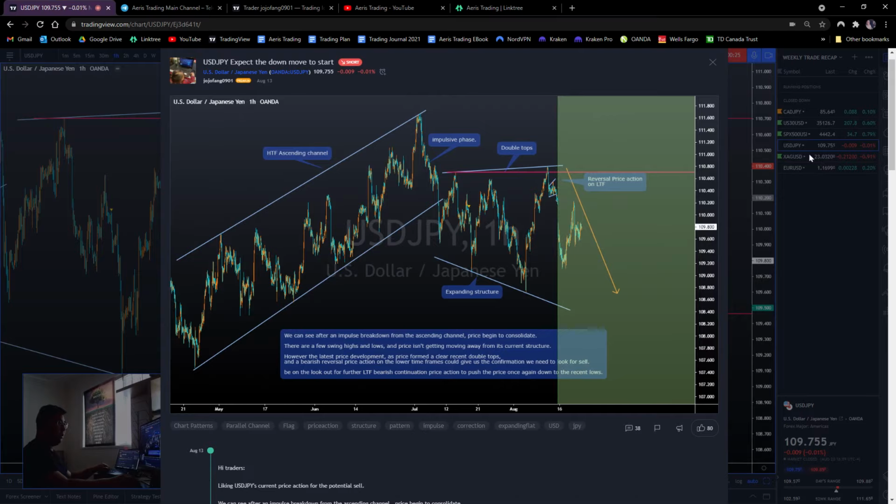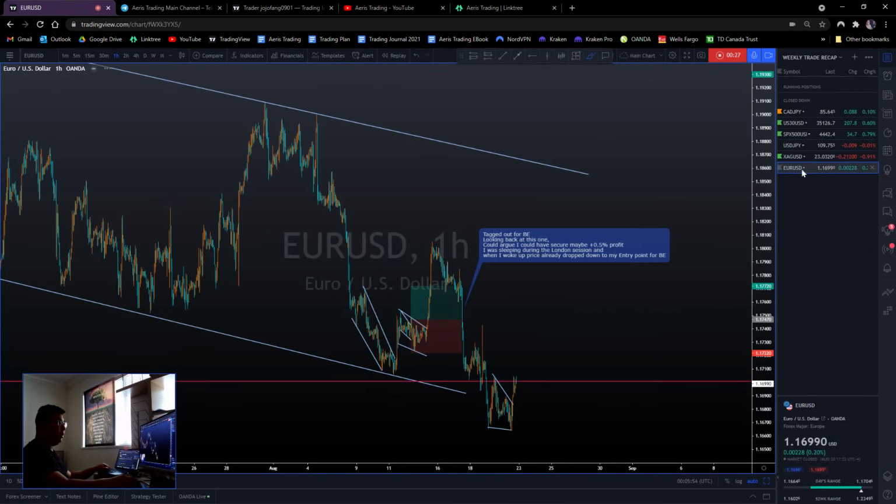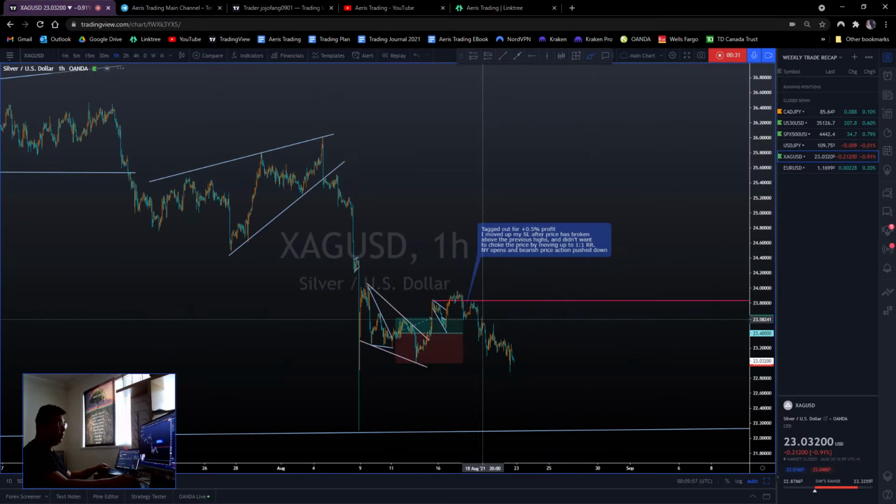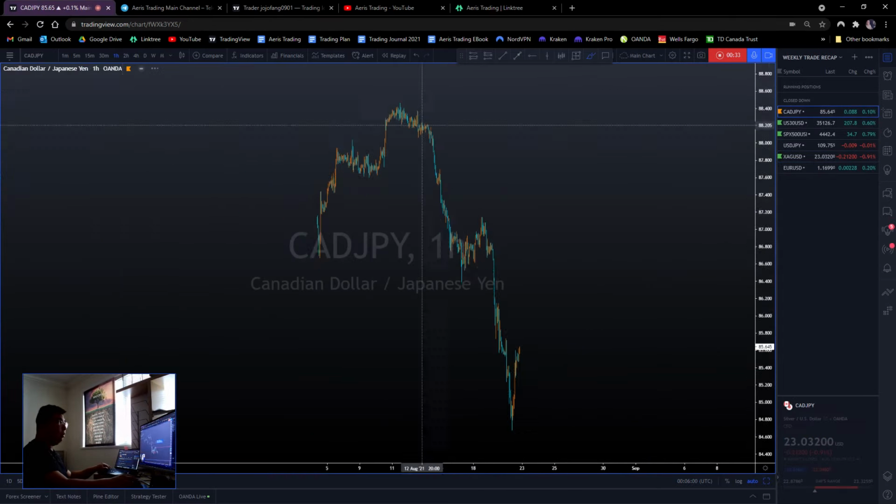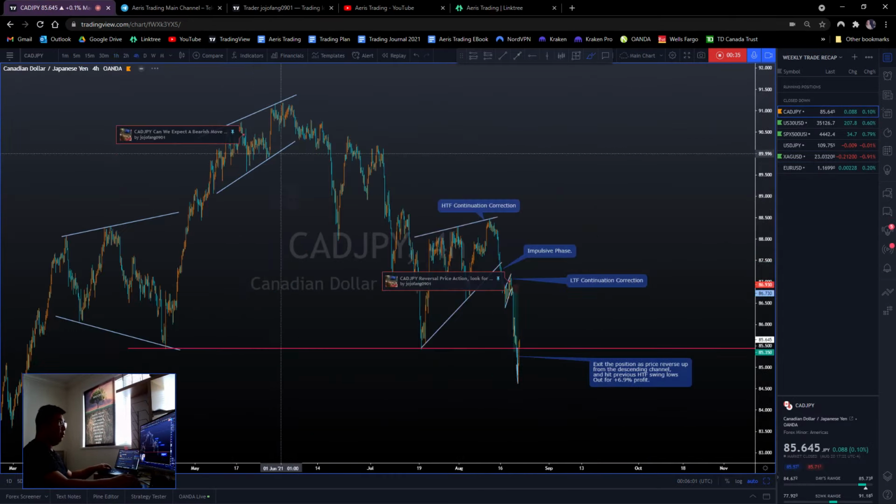And then silver and Euro Dollar at the beginning of the week, one for break even and one for 0.5% profit. So let's take a look at all these trades from a price action point of view, looking at my analysis, my entry, stop loss, take profit, and etc.